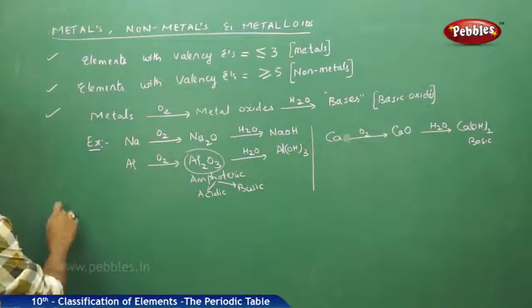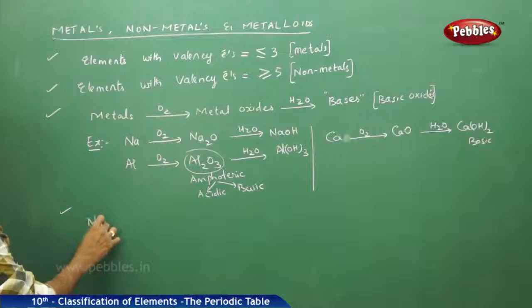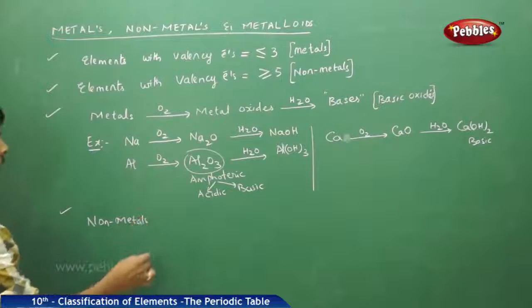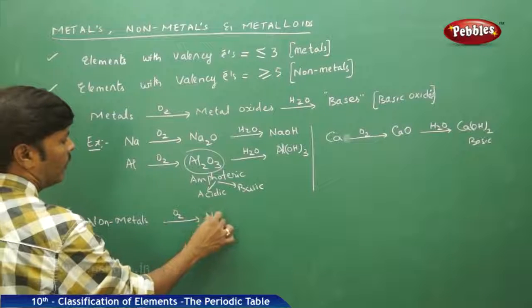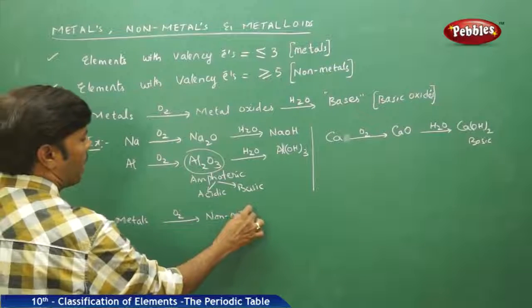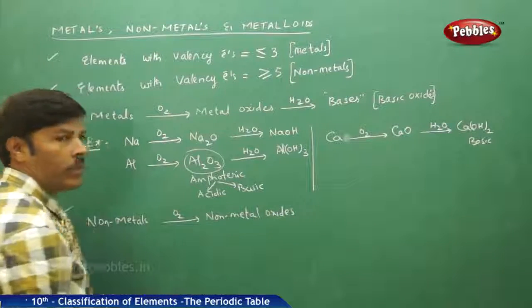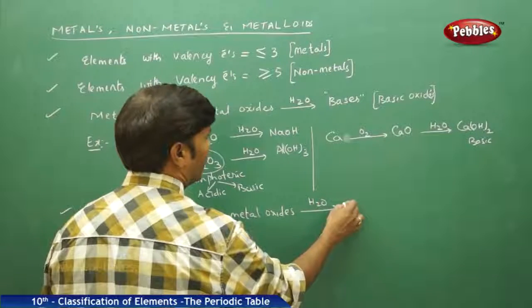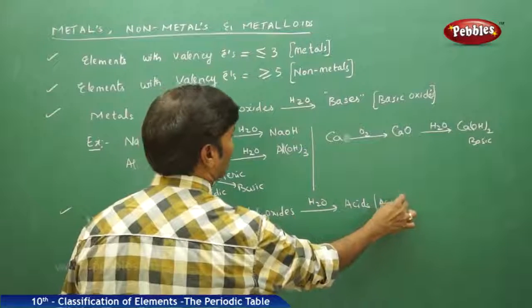Likewise, if you go for non-metals, all non-metals, when they interact with oxygen, form non-metal oxides. And these non-metal oxides, when they are subjected to hydrolysis, give acids. So they are acidic oxides.